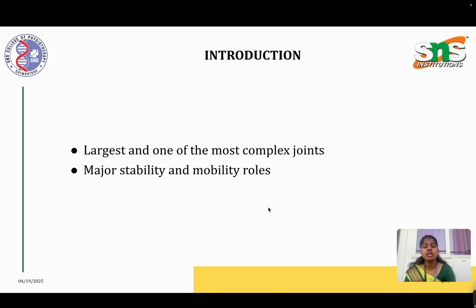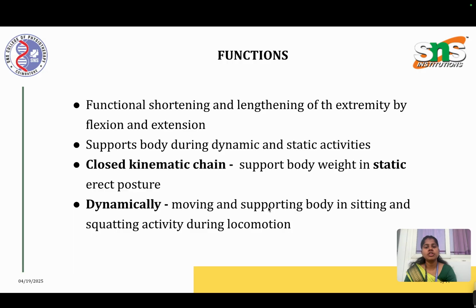Coming to the introduction, the knee joint is one of the largest and most complex joints, as we all know, and it gives major stability and mobility. Functional shortening and lengthening of the extremity by flexion and extension is done by the knee joint, and it supports the body during dynamic and static activities. In a closed kinematic chain it supports body weight in static erect posture, whereas dynamically it supports the body in sitting and squatting activity during locomotion.